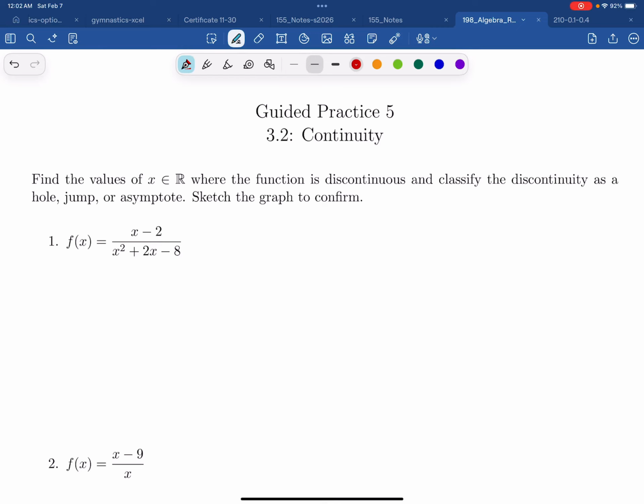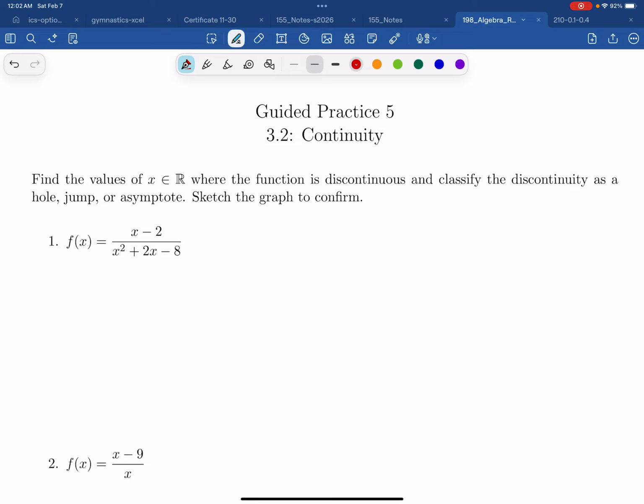Let's do some guided practice with continuity. We're going to determine where the function is discontinuous, meaning where it's not continuous. And we're actually going to go one step further and talk about what type of discontinuity this is. It really just depends on what the graph looks like, right? So let's take a look.